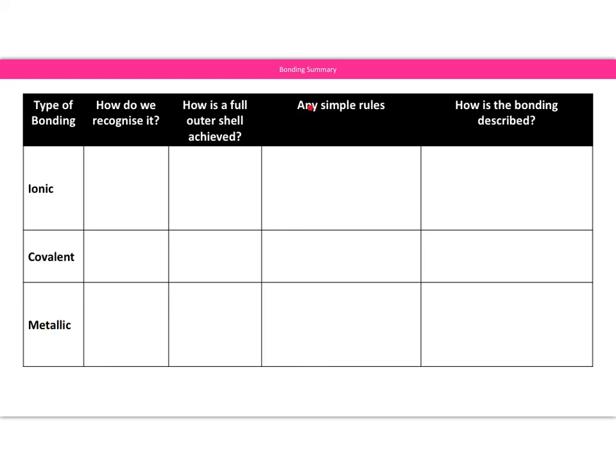Were there any simple rules that we learnt to help us in our understanding of that, whether it was to do with dot and cross diagrams or whatever? And then finally, how do we describe the bonding? How do we describe ionic bonding? How do we describe covalent bonding? How do we describe metallic bonding?